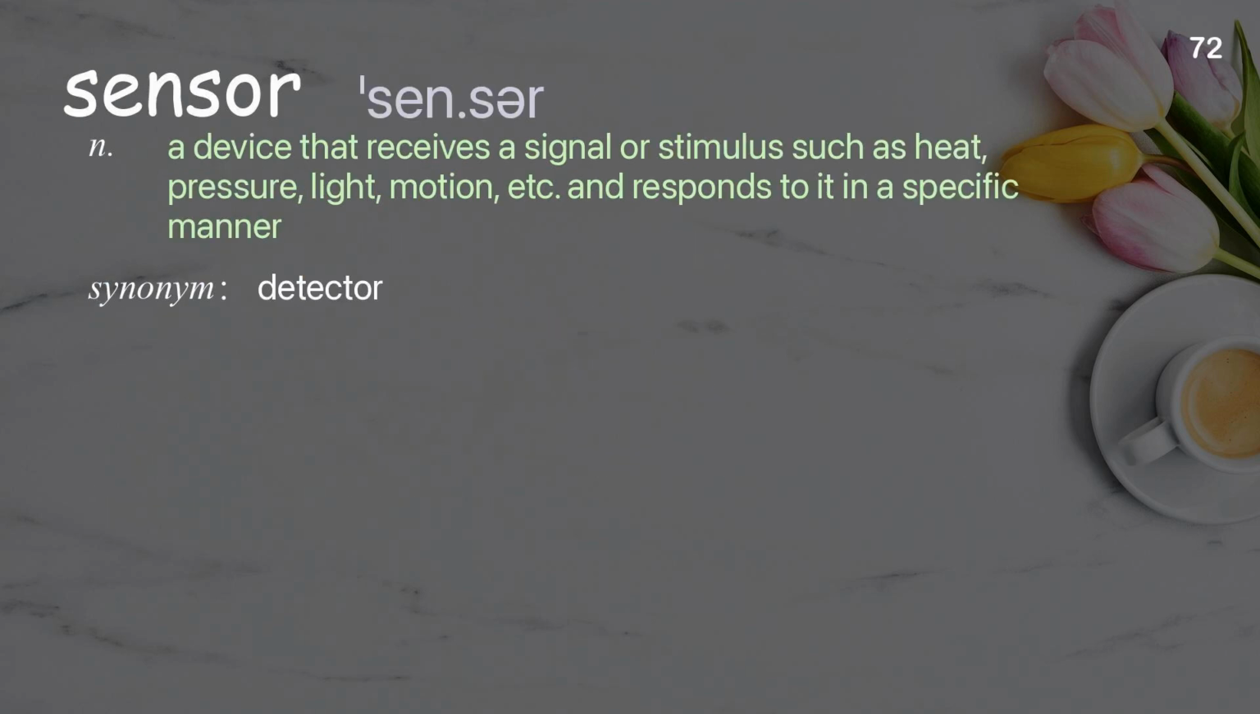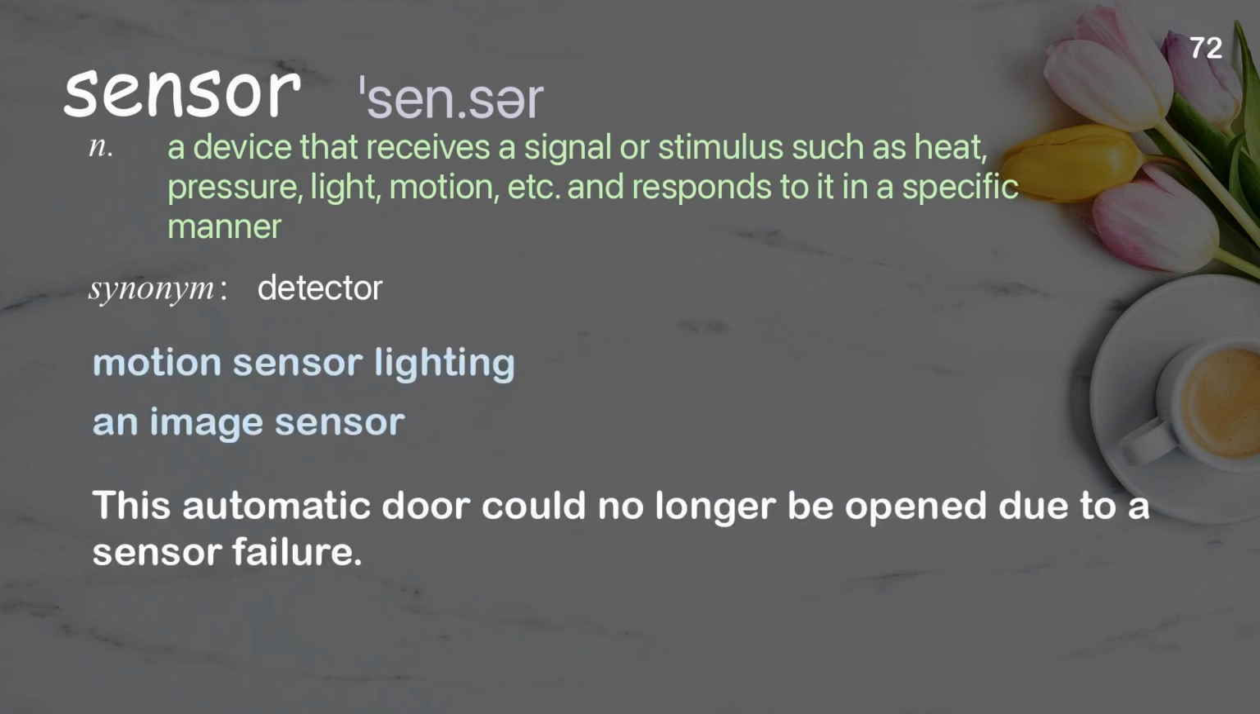Sensor. A device that receives a signal or stimulus such as heat, pressure, light, motion, etc., and responds to it in a specific manner. Examples: Motion sensor lighting. An image sensor. This automatic door could no longer be opened due to a sensor failure.